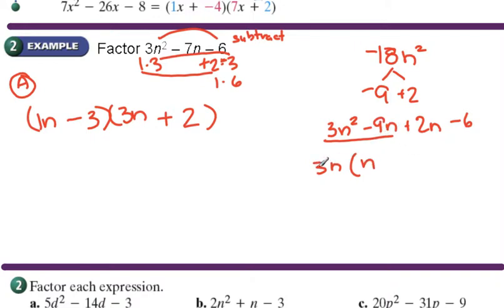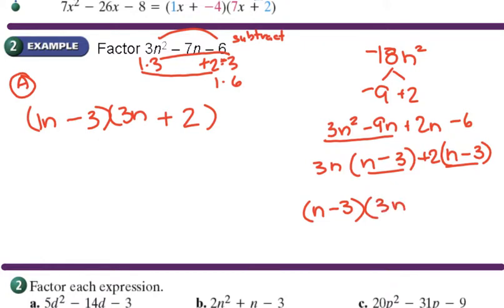Negative 9n divided by 3n is going to give us negative 3. 2n and negative 6, we have a 2 in common, so we factor that out. 2n divided by 2 is n. Negative 6 divided by 2 is negative 3. These match, which is what we want. And then we have 3n plus 2. And there you go.